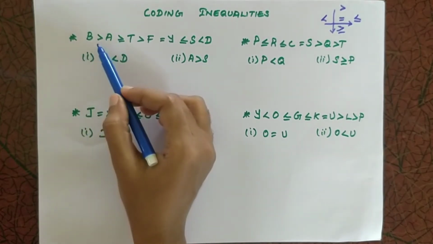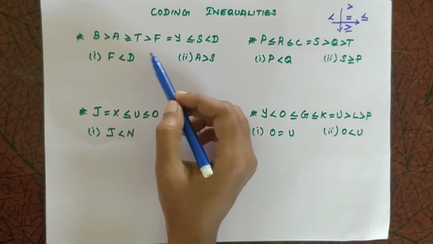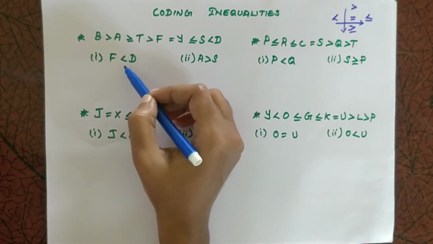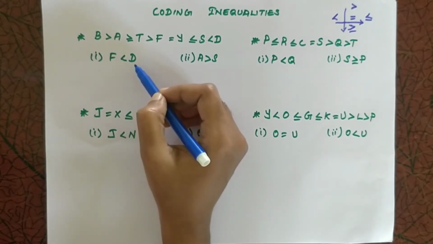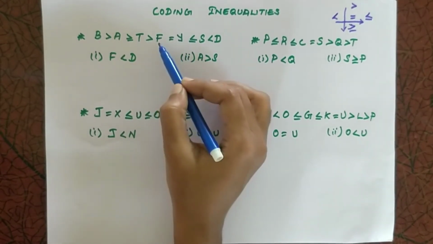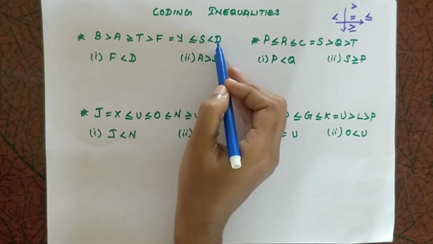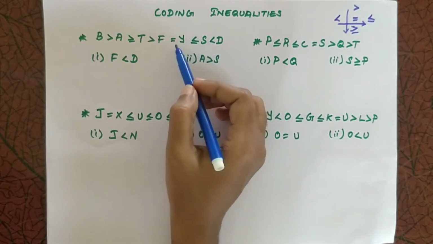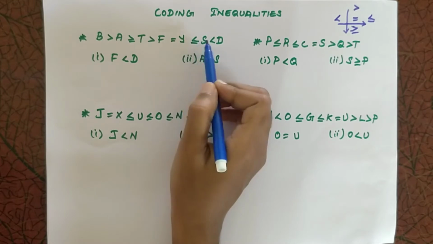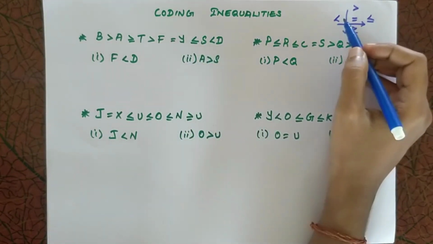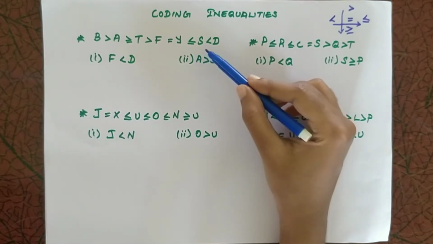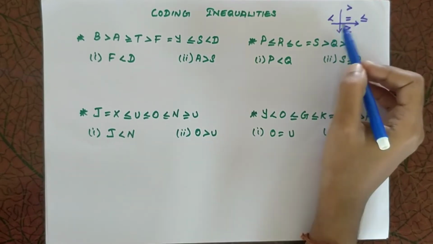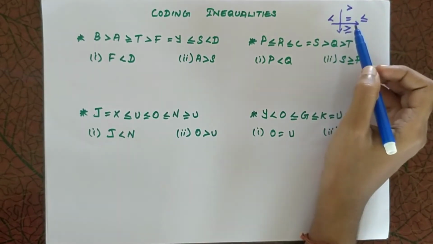Here the given statement is this one. We have to find which conclusion follows this statement. We can directly see conclusion 1: F less than D. Here we have to find F and D. F is here and D is here. So we have to check the comparison symbols in between F and D. Here, equal to, less than or equal to, and less than. So there are three symbols in between F and D, and all those three symbols are present in the same line. If it is on the same line, the first step is passed.